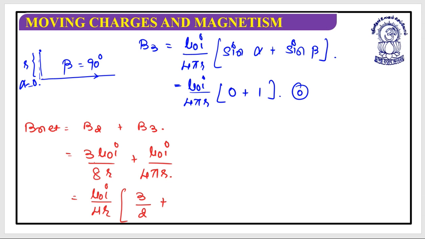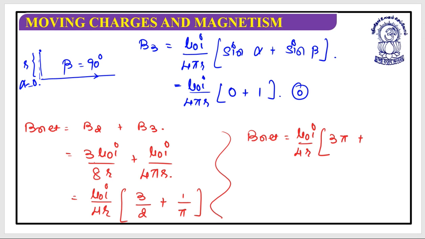Mu naught I is the constant, and 1 divided by pi. So that could be written as B net equals mu naught I by 4R into bracket 3 pi plus 2 divided by 2 pi. This would be outside the plane. This is the B net.